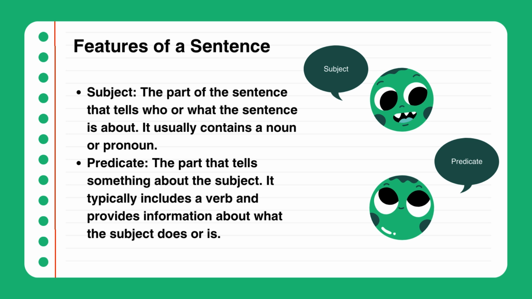Features of a sentence. Subject, the part of the sentence that tells who or what the sentence is about. It usually contains a noun or pronoun. Predicate, the part that tells something about the subject. It typically includes a verb and provides information about what the subject does or is.